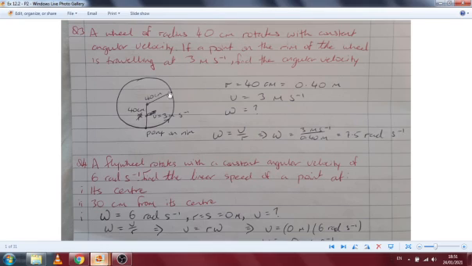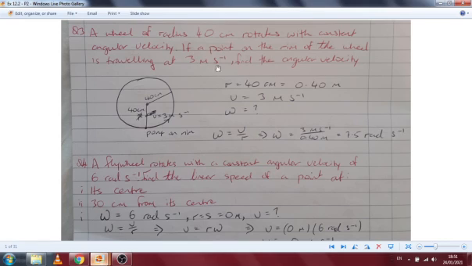If a point on the rim of the wheel, so because it's on the rim, we know that it's on the outside. If it didn't tell us it was on the rim, then we wouldn't be able to find the velocity because it would be changing all the time. So we know it's on the rim, so we know it's 40 centimeters away from the center. So we then have radius is 40 centimeters, which is 0.4 of a meter. We've got to be consistent with our units.